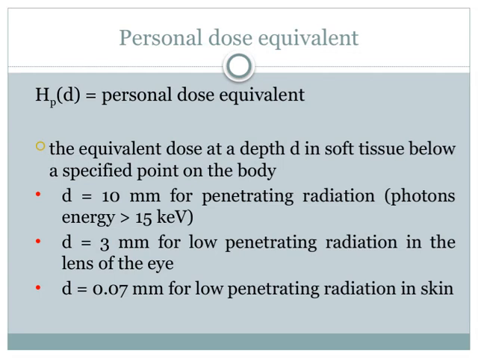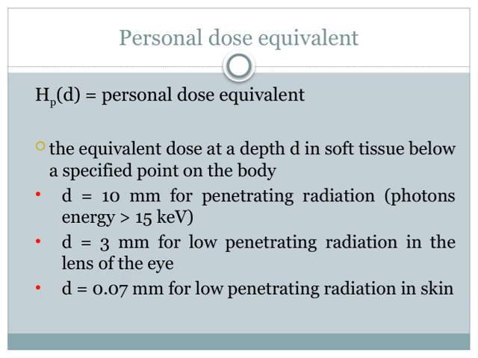Now let's talk about Hp(d), which stands for personal dose equivalent. This is essentially the equivalent dose at a specific depth, d, within soft tissue, measured below a certain point on the body. It helps us understand how much radiation dose a person actually receives in different tissues.